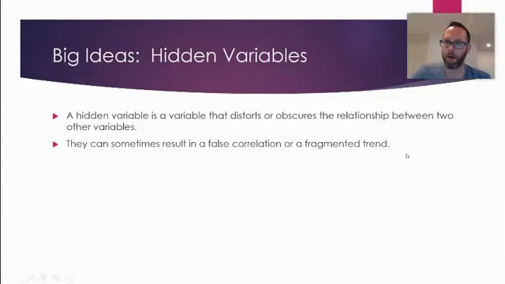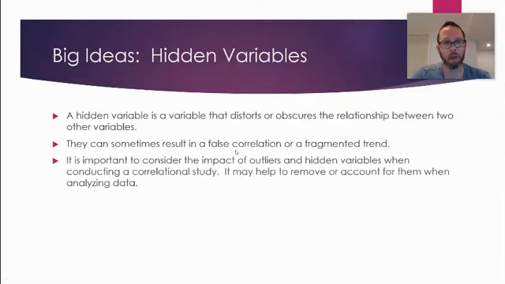We kind of saw that fragmented trend. You're going to see that as almost two trends appearing in the same graph. And it gave us a false correlation. It told us absences were going down in females when it's actually increasing just like the males. So when you guys are performing analysis, it's important to consider the impact of outliers and hidden variables.